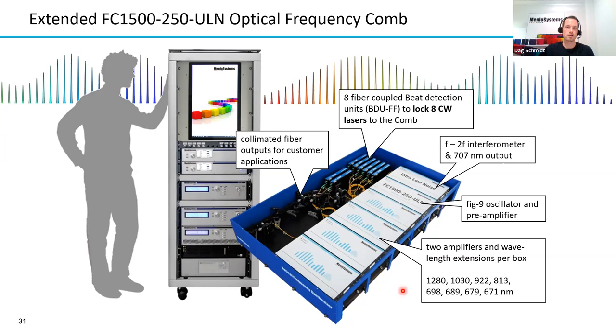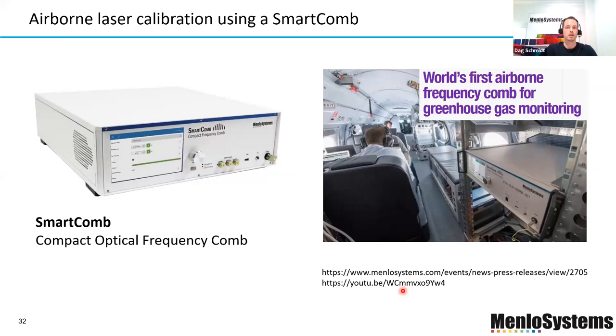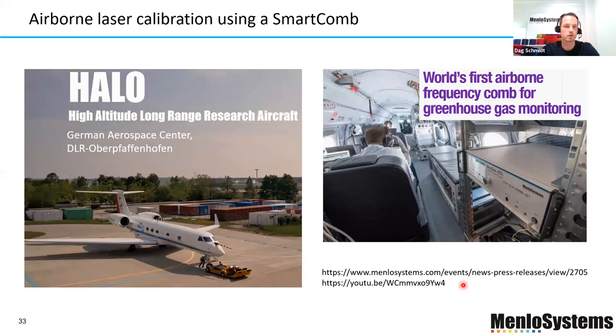Okay, another very nice application I want to show you is again with the SmartComb. We're very proud to announce that the SmartComb is the world's first airborne frequency comb used for greenhouse gas monitoring. What you can see here on the right is a picture of the inside of this airplane from the German Aerospace Center in Oberpfaffenhofen. The airplane is the high altitude, long range research aircraft. And what was done here?